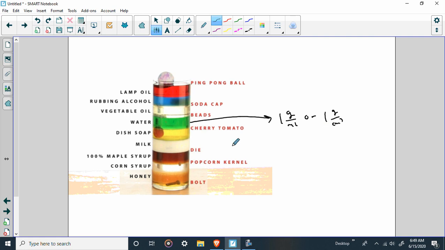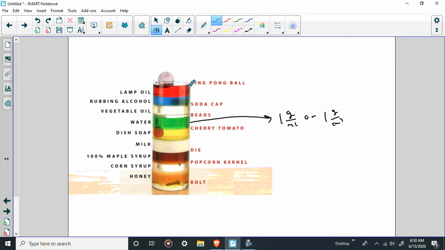So all of these things, the dish soap, the milk, the cherry tomato, the maple syrup, the corn syrup, the honey, and this bolt down here, this popcorn kernel, they'll all sink below the water, right? And everything up here has a density of less than 1. So vegetable oil, rubbing alcohol, lamp oil, this ping pong ball, right? All these things have a density of less than 1, so they float above the water. But also, we can say that maple syrup, I don't know what the density of maple syrup is, is more dense than milk, right? Because it's below the milk.